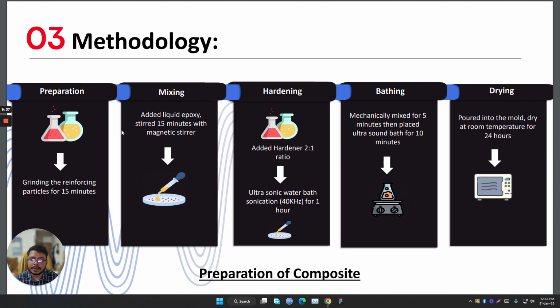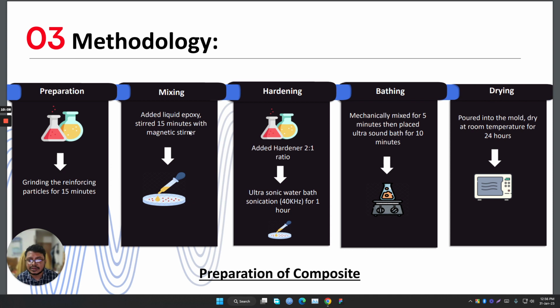Then we prepare the composite. We divided this process into 5 steps. One is preparation, the second is mixing, the third is hardening, the fourth is bathing, and the fifth is drying. In preparation, we grind the reinforcing particles for 15 minutes. In mixing, we add liquid epoxy and stir for 15 minutes with a magnetic stirrer.